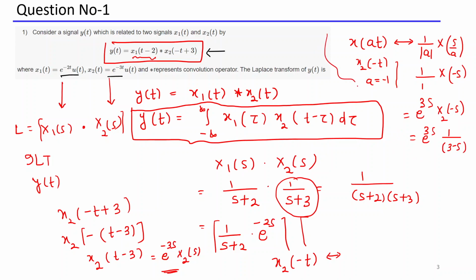So I think everyone is clear at this point, what I did and how I did it. Any doubt? Okay, sir. Okay. So now let's understand what convolution is.